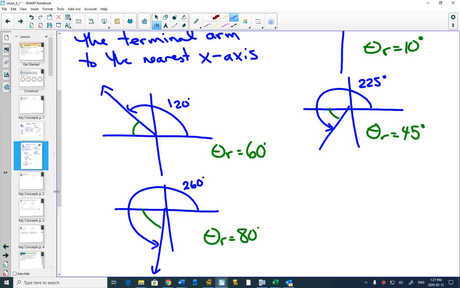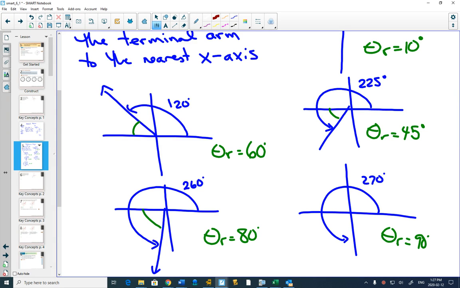What do you think the reference angle would be for 270 degrees? It's 90 either way. So the reference is 90 degrees. To the nearest x-axis, it doesn't matter which one you go to, that would have a reference angle of 90 degrees. What about if you had 180 degrees? Then your reference angle would be 0.